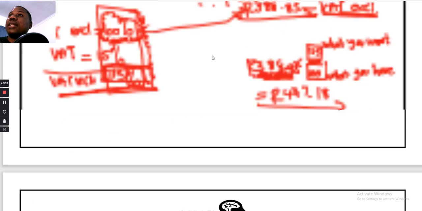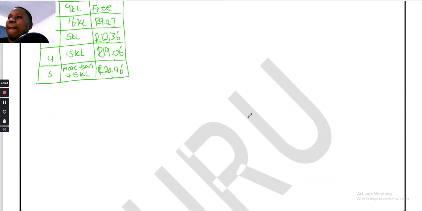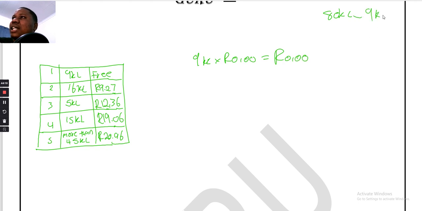When we check up there, they say Soli's sister has used 80 kiloliters of water. So we are going to calculate how much she's going to pay for 80 kiloliters. The minusing of the kiloliters you can do on a piece of paper, but on your answer sheet it must not appear. From the 80 kiloliters, we start by charging 9 kiloliters multiplied by 0 rand, that is 0,00, and then we minus 9 kiloliters. Then we are left with 71 kiloliters.